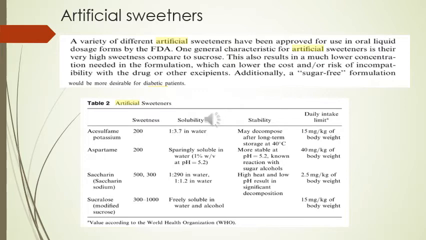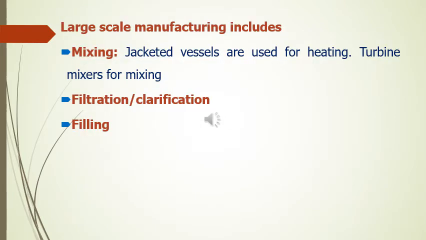So, to list some, we have acesulfame potassium, aspartame, saccharin, and sucralose. Now, if we consider aspartame, it is 200 times sweeter than sucrose. If it is saccharin, it is 500, and if it is sucralose, it is 300. Now, this table shows the properties of the individual artificial sweeteners in terms of solubility, stability, and the recommended daily intake limit, which is given by WHO.